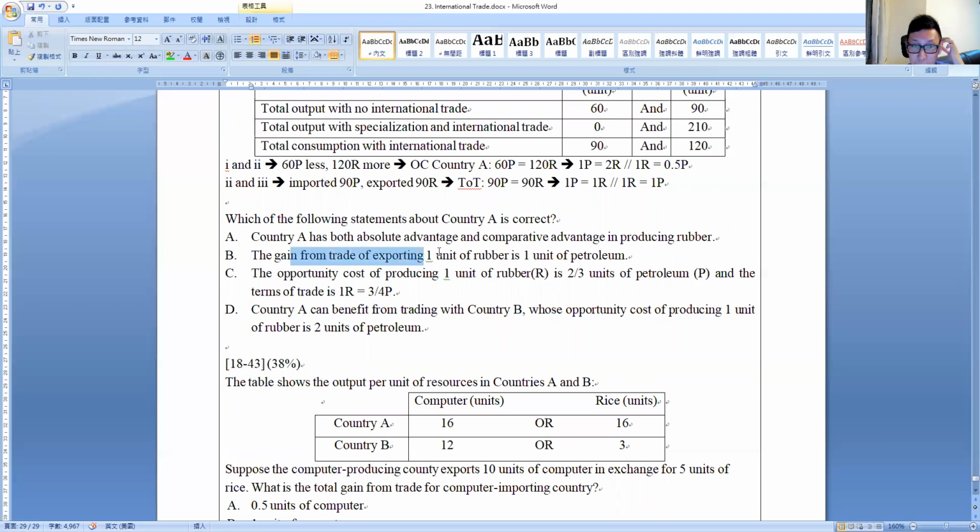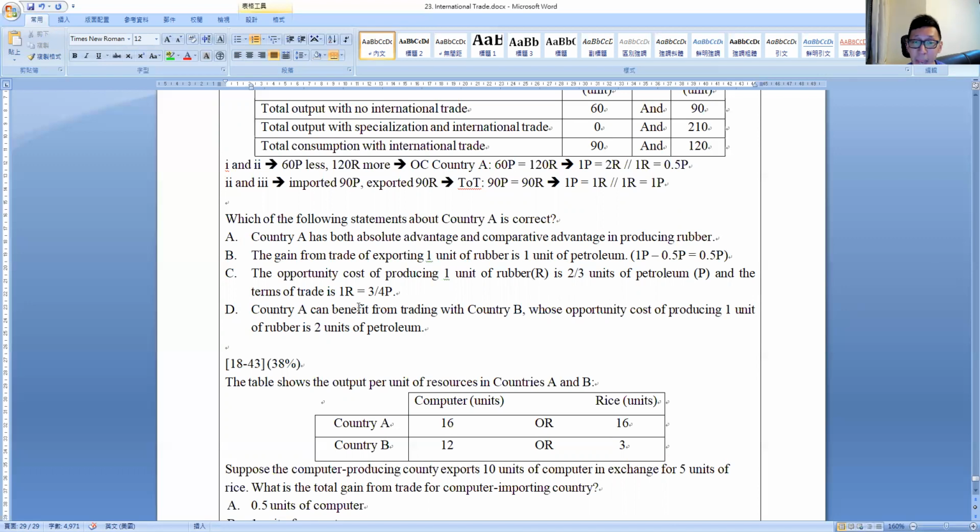Now, what about B? The gain from trade is 1 to 1. No, how much is the gain? When they export rubber, the terms of trade is 1P. But country A's opportunity cost is 0.5P for making rubber, right? So actually, they only gain 0.5P. So B is also not correct. Now what about C? We already calculated the opportunity cost, and 2 over 3 doesn't appear, and the terms of trade doesn't fit either. Answer would be D.